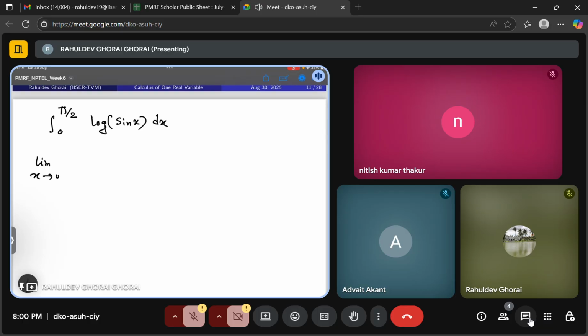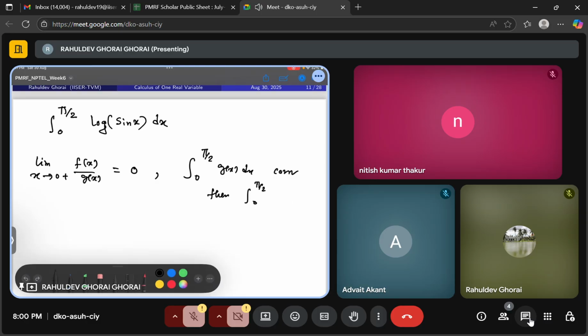So for the limit as x tends to 0 plus of f(x) over g(x), you can find a function such that the limit is equal to 0. But in that case, you cannot say both convergence and divergence. You can say that if the integral of g(x) dx from 0 to pi by 2 is convergent, then the integral of f(x) dx from 0 to pi by 2 is also convergent. It is not an if and only if condition, and not a divergence condition.